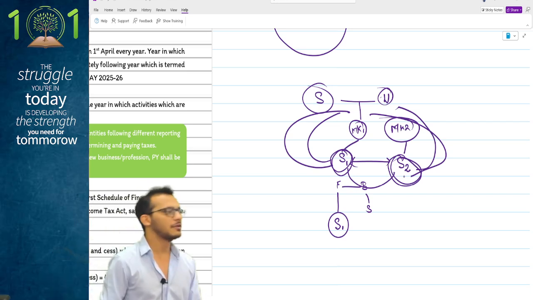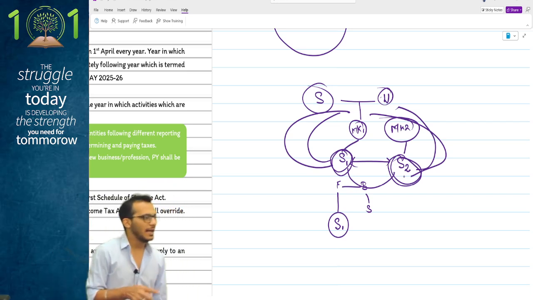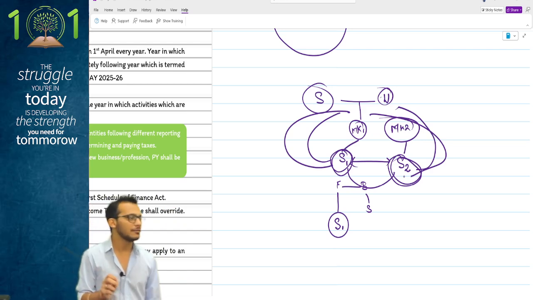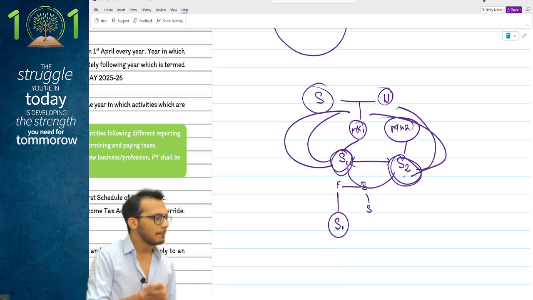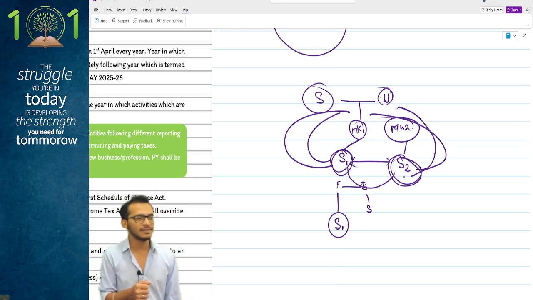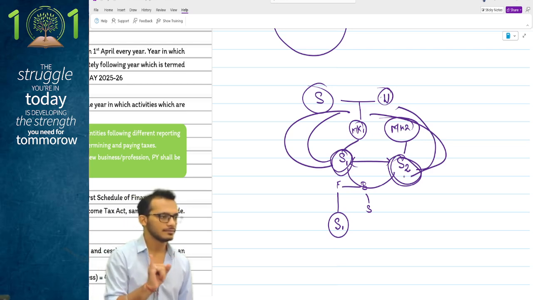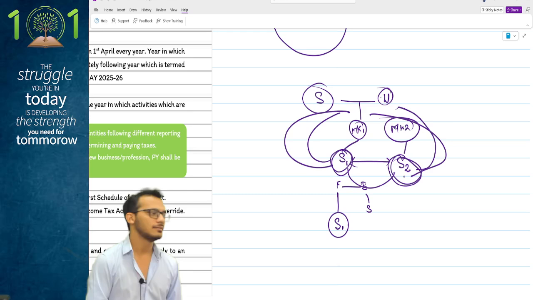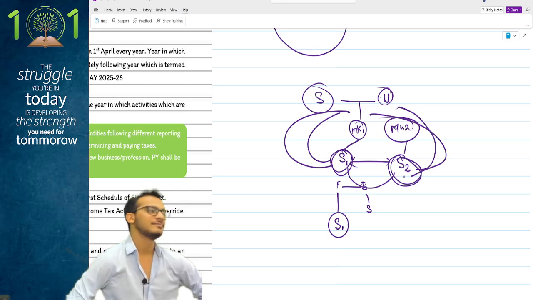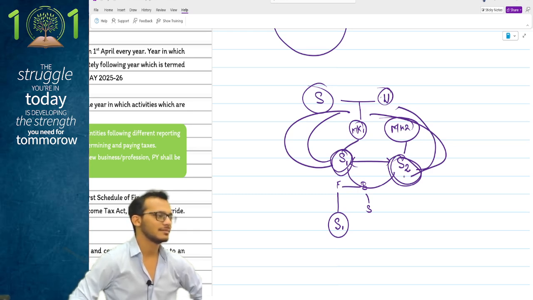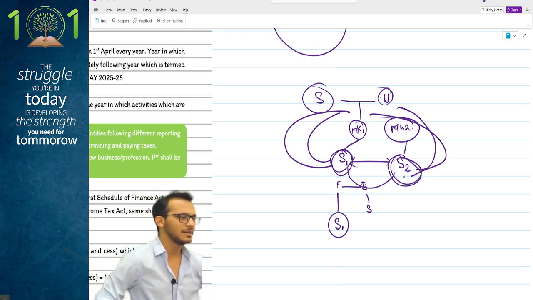This is what the definition of a person is when it comes to HUF. Then you have companies and firms. Now when it comes to companies, Rahul, in income tax there are three kinds of companies: Indian company, foreign company, and one more. Domestic has the Indian company inside it.